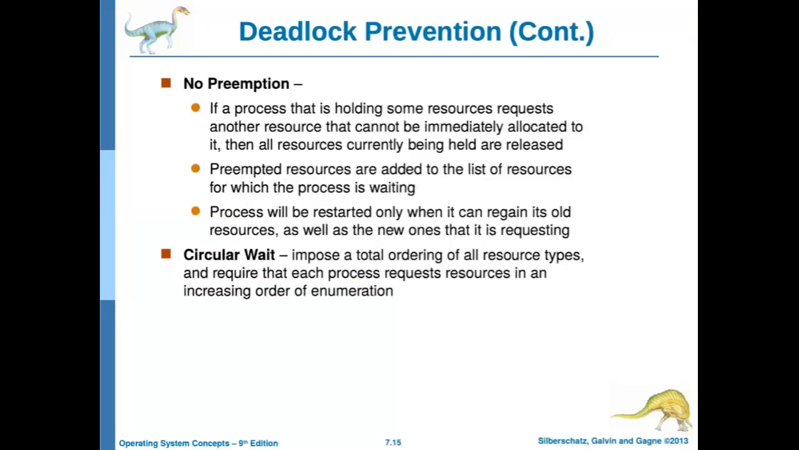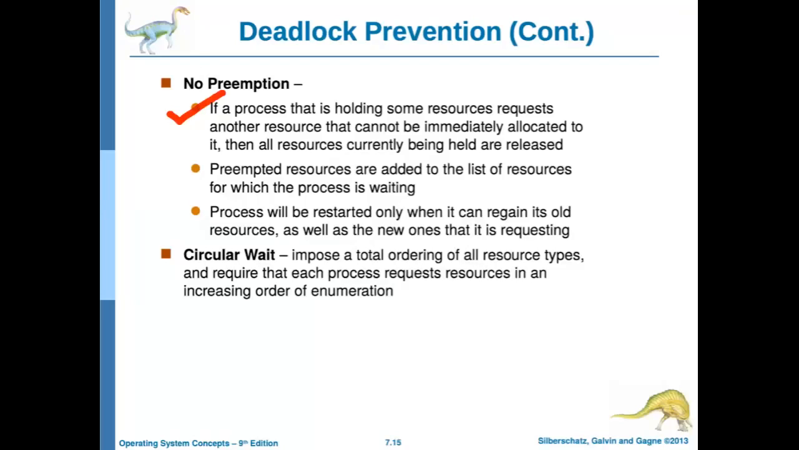One of the solutions for no preemption is that the operating system will define some sort of protocol. For example, assume a process is holding resource R1 and it is requesting another resource, say R2. If R2 is allocated to someone else, this process has to wait.